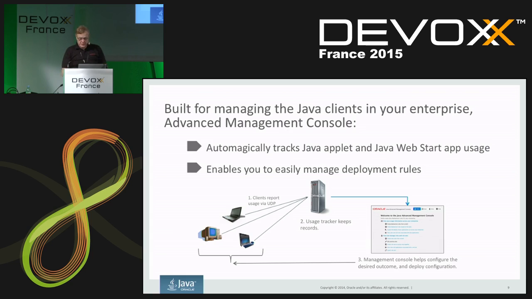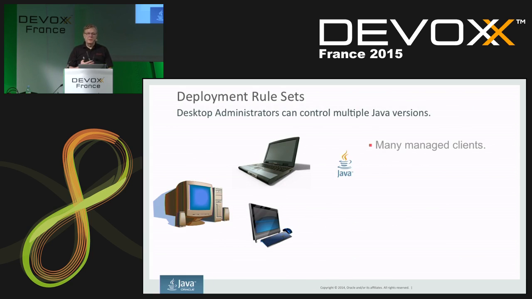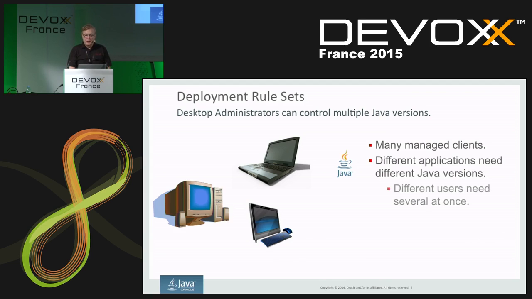So first of all, we have these things called deployment rule sets. We have many managed clients, and then, as I said, different applications need different Java versions. And then different users might need several different applications at the same time. So we have this concept of rules and groups. And then sometimes we need to whitelist or blacklist particular applications. So we want to say, you know, they can run or they can't run.